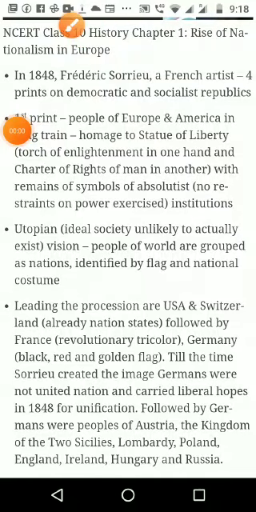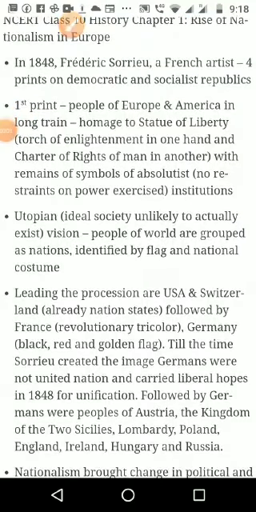Very good morning, students. Again, we are starting our revision, starting on world history first lesson, nationalism in Europe.